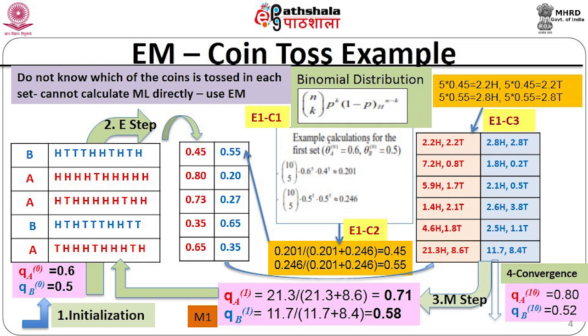So, as in the previous slide, we are still calculating the maximum likelihood only for QA and QB, the probability of heads, but we do not know which coin is tossed. So we cannot calculate directly. So, we assume an initial value for QA and QB, that is 0.6 and 0.5. Now, we do not know which of the coins is tossed, so we have to do the expectation step.